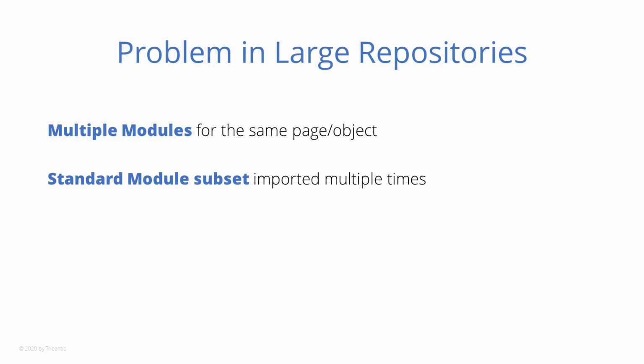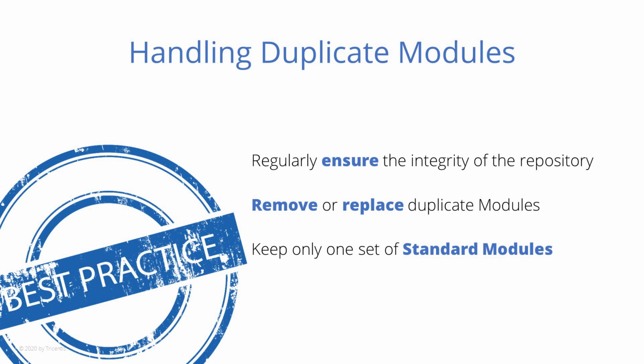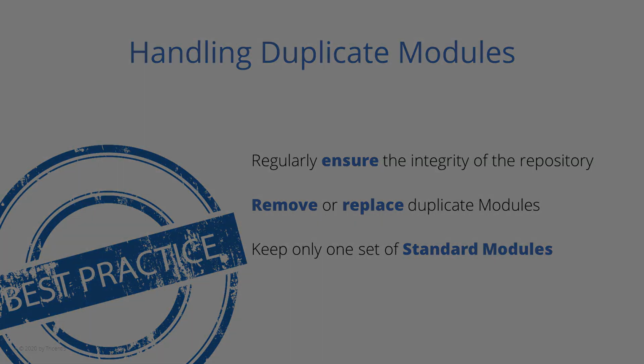However, often when multiple teams are working in a large enterprise repository, there may be times when the same object is scanned more than once, or the standard subset is imported multiple times. This is a problem because it increases the maintenance time of our repository. Our best practice is that the test architects, or the person whose job it is to ensure the integrity of the repository, goes through occasionally and cleans up the repository by locating duplicate modules and replacing or merging them.